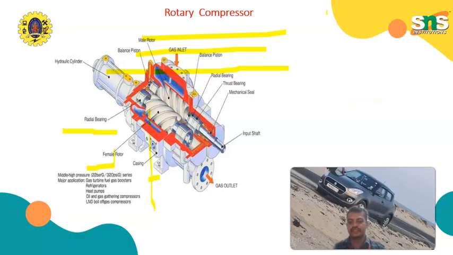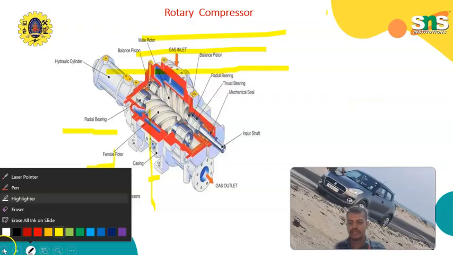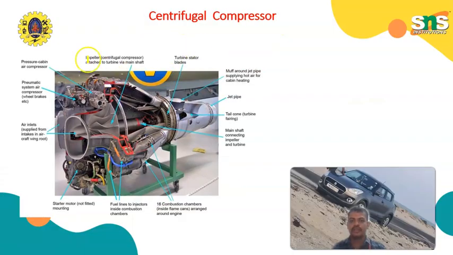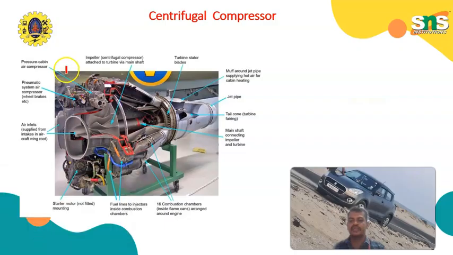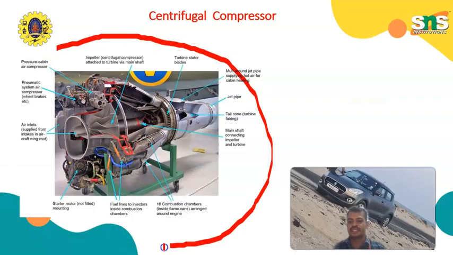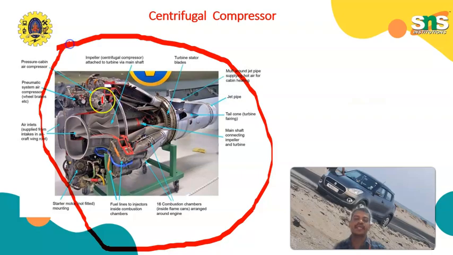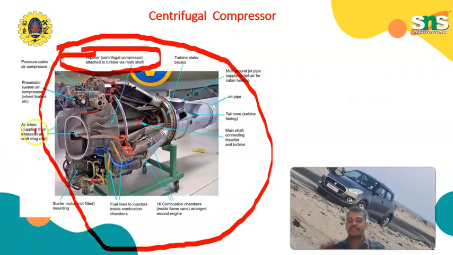Next one is the centrifugal compressor. This is the construction of a centrifugal compressor. This is one of the examples, and it may vary based on the applications and areas. The impeller of the centrifugal compressor is attached to the turbine main shaft, with the air inlet. So the many parts are identified.